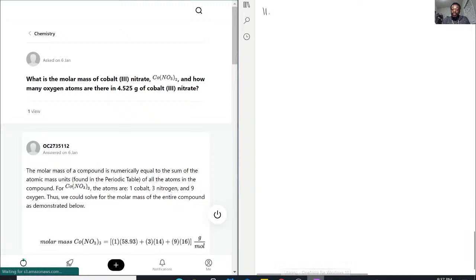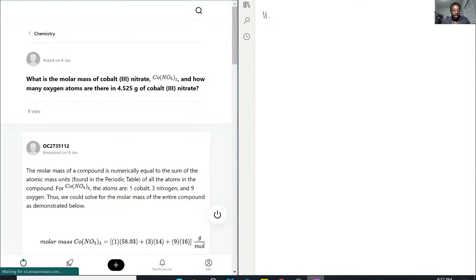We have, what is the molar mass of cobalt-3 nitrate? And how many oxygen atoms are there in 4.25 grams of cobalt-3 nitrate?